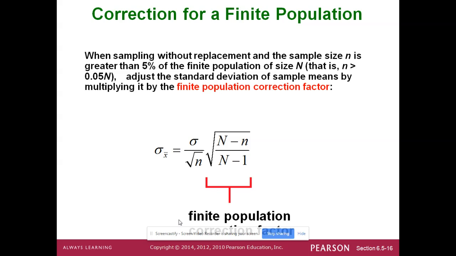All right. Correction for a finite population. Okay, so when we're sampling without replacement and the sample size lowercase n is greater than 5% of the finite population of size capital N, then we can do this correction to the standard deviation of the sample means. A little correction that you've got to put in there. Make sure you got that. Doesn't come up very often, but it's again that 5% rule. That's the same 5% we've been dealing with the whole time. Okay.